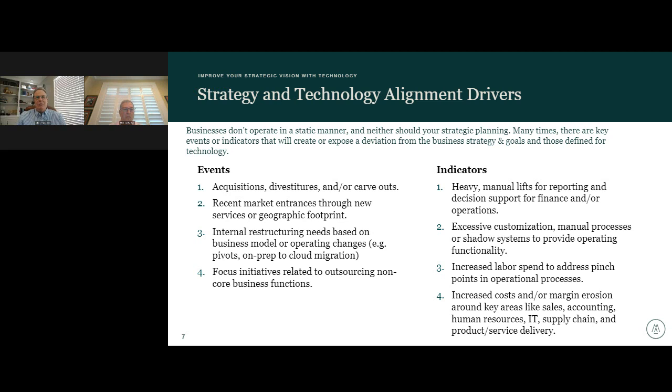And some of the events that can impact this, some of them are no-brainers here, like M&A activity, acquisitions, divestitures, or carve-outs.